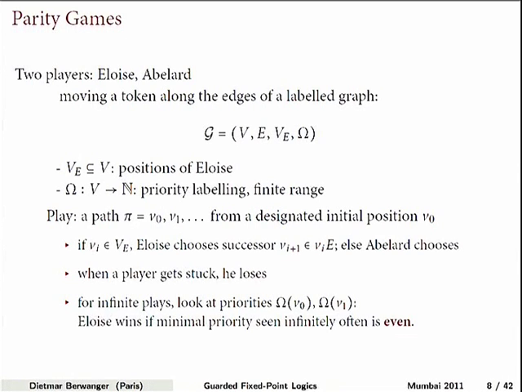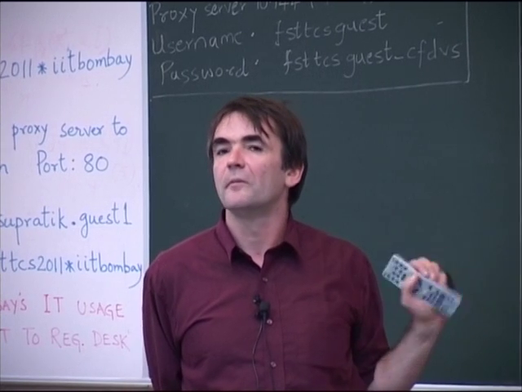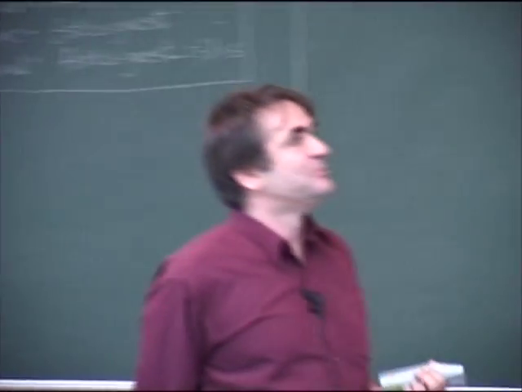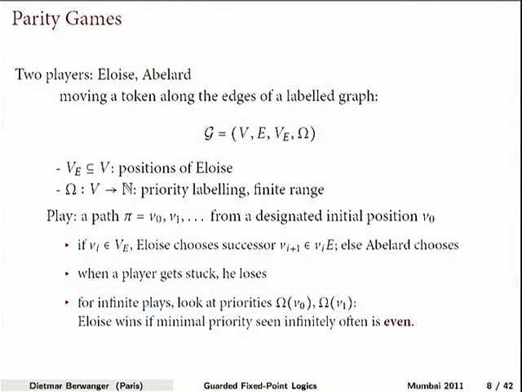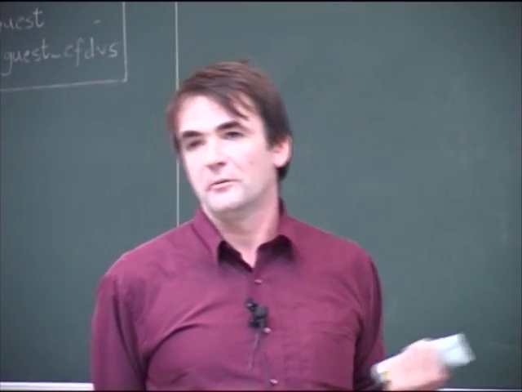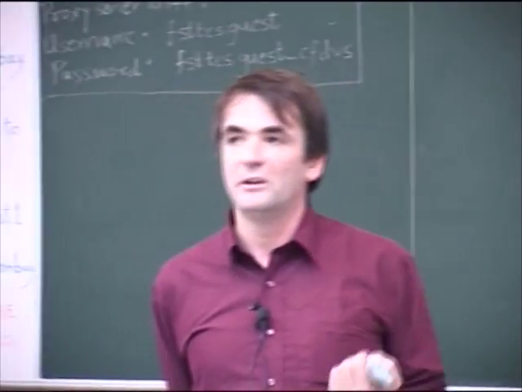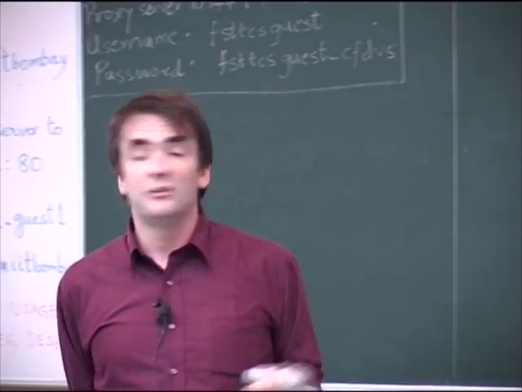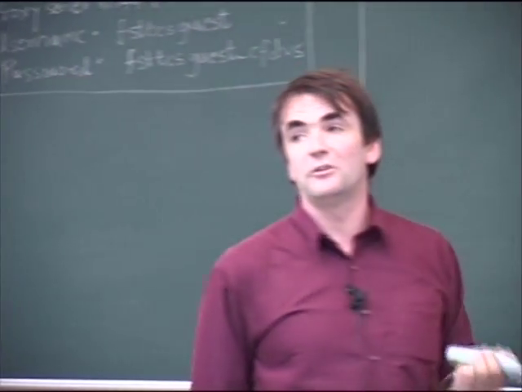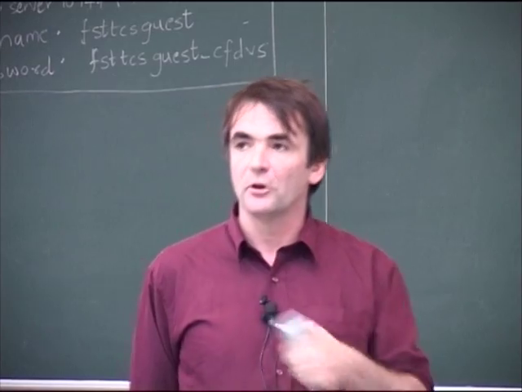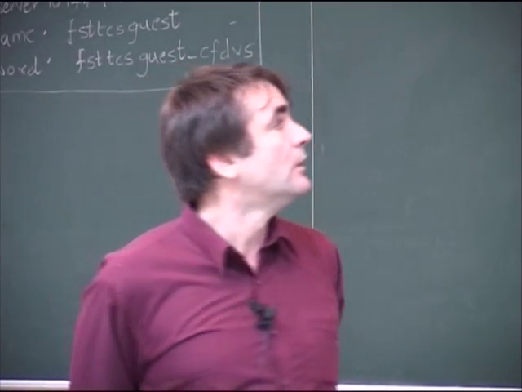Is there anybody who has not seen, do I need to explain parity games? Okay. So this is the description. We have a directed graph, and then some of the nodes are marked as belonging to one of the players. And then we have a labeling of nodes with numbers. For this labeling, it's important that it has finite range. Otherwise, I would not expect that this graph is finite. So it can be an infinite graph, but I want this priority labeling to talk only about finitely many numbers.